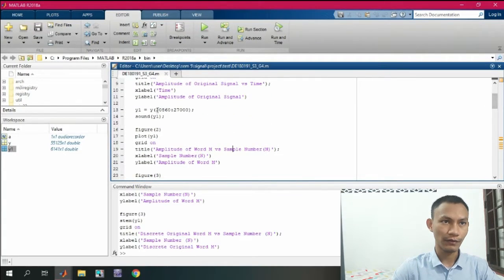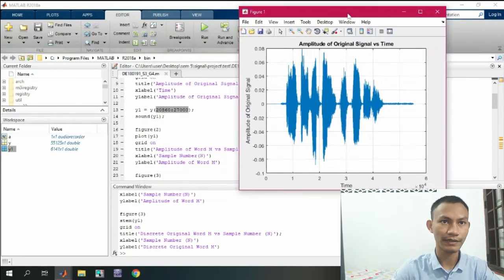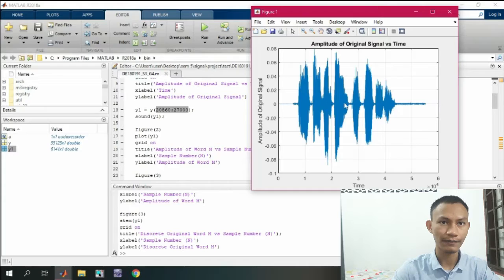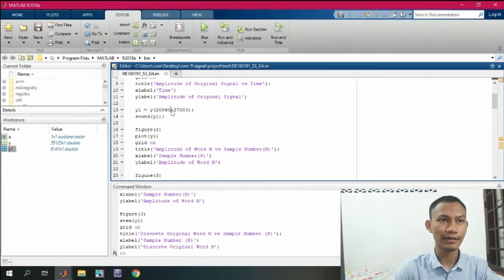Before I forget, how can I get the word M? Here we can see UTHM. M starts from 2.86 second until 2.7 second. It is just a random value. If it is not fixed or does not fit, you can try again. You can try and error until you get the word M clearly.